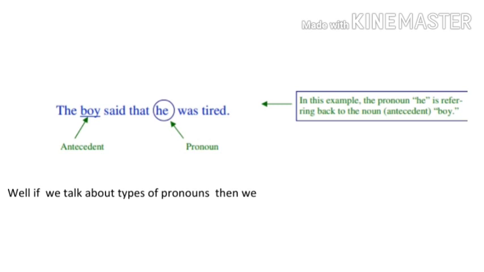Well, if he would not be there, in that case this sentence would be like, the boy said that the boy was tired. So that would be the repetition of the noun boy. So instead of writing the boy again, for him we have used he. As you can see in the green bracket, I have written the instruction for that. In this example, the pronoun he is referring back to the subject boy.